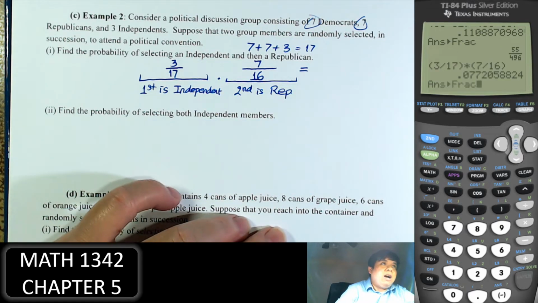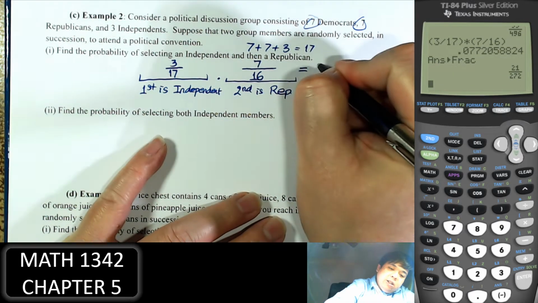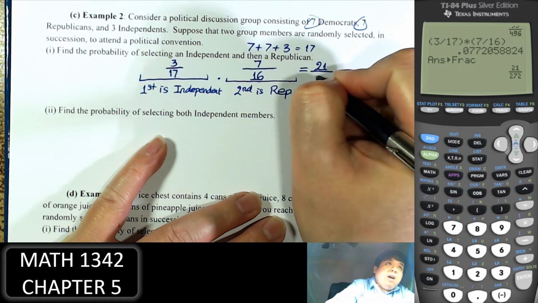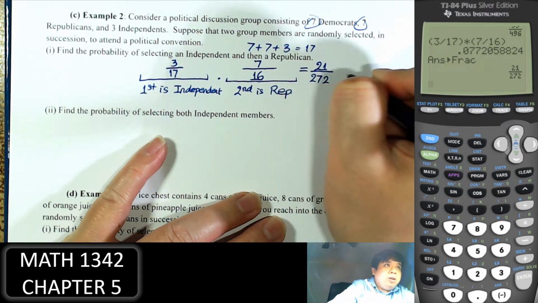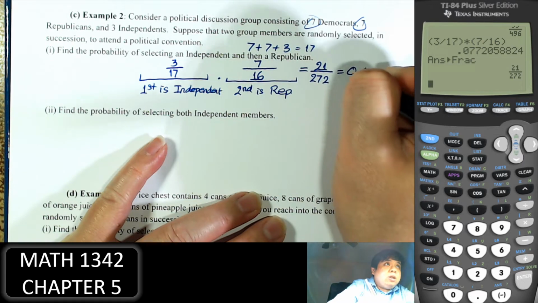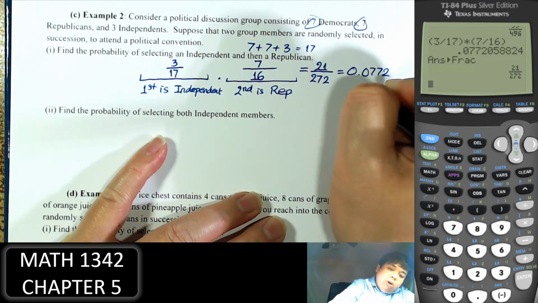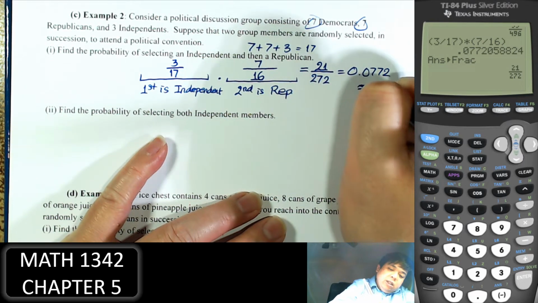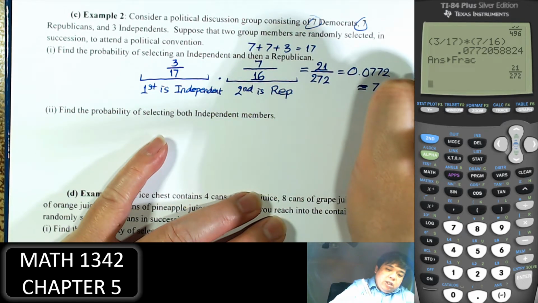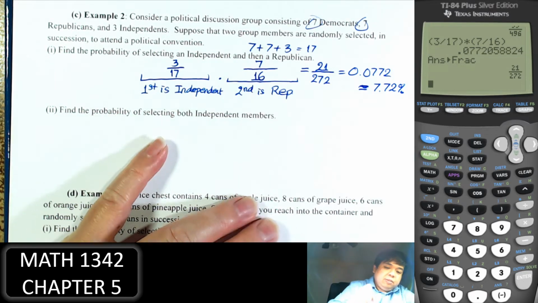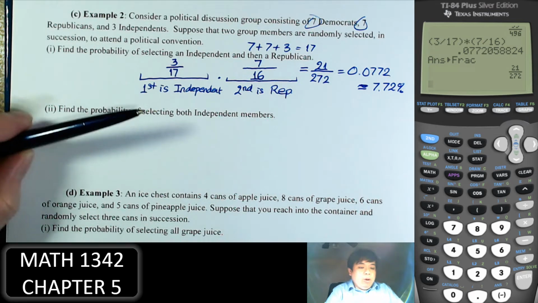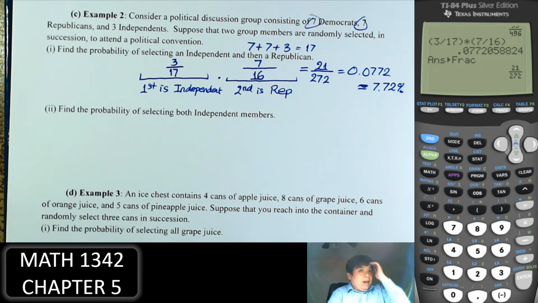Get the fraction out of this, 21 out of 272, 0.0772, or about 7.72%. Right, so just write the slot and the probability for each time.